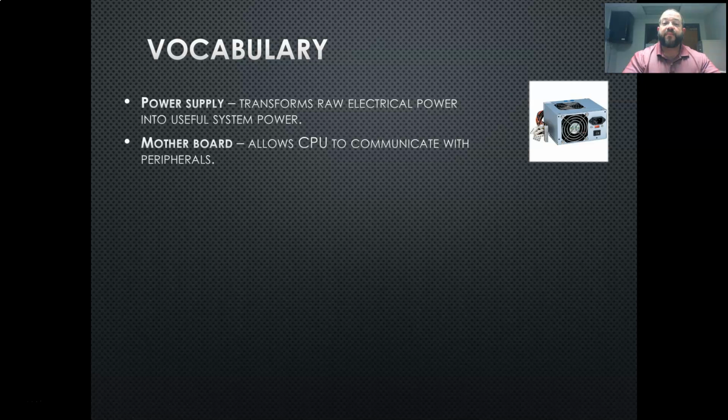Then you have the motherboard. The motherboard is the primary circuitry component of a computer.